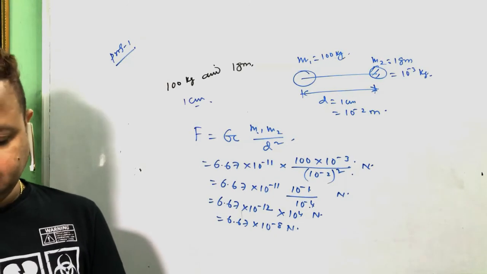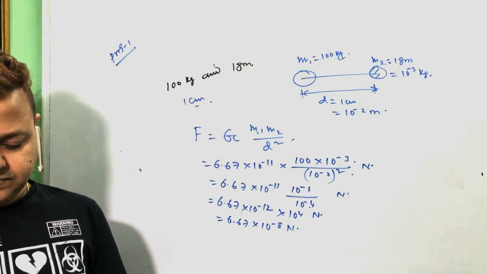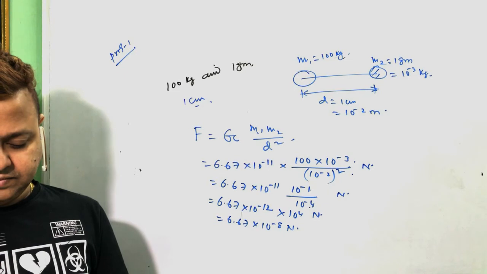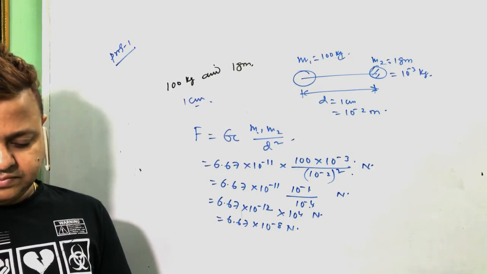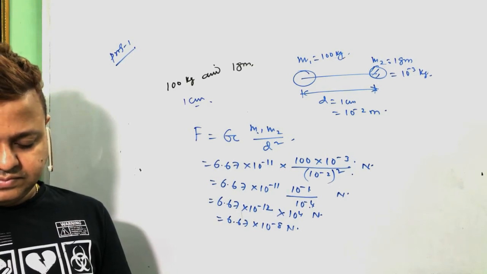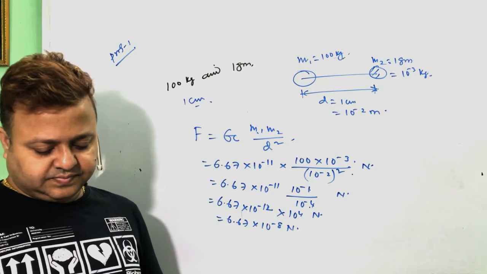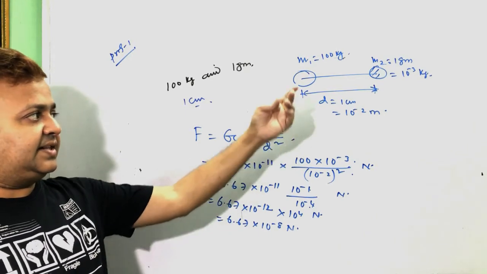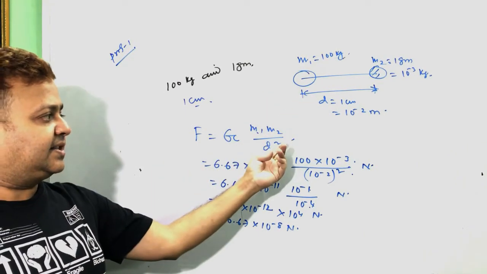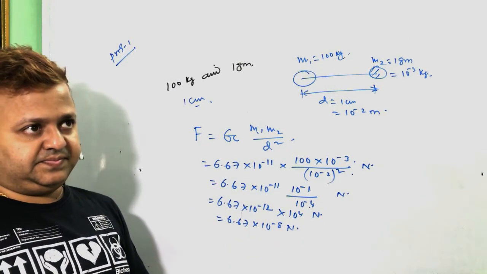Just substitute the data. M1 is 100 kg, M2 is 1 gram, that is 10 to the power minus 3 kg, and the distance is 1 centimeter, converted into meters, 10 to the power minus 2 meter. So the answer is in Newton.